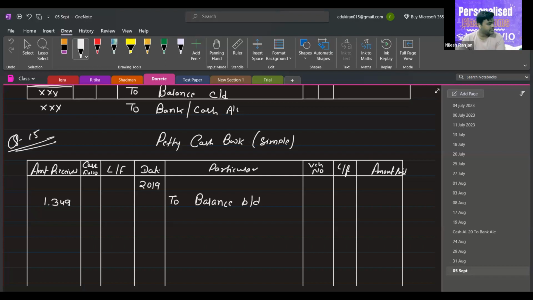Now, it is said in the question that Rajan maintains a columnar petty cash book on imprest system. The imprest amount is 5,000. So we have to make this 5,000. So the balance amount will be paid to cash account. Balance amount will be 3,651. Okay, so total is now 5,000. Is this clear?